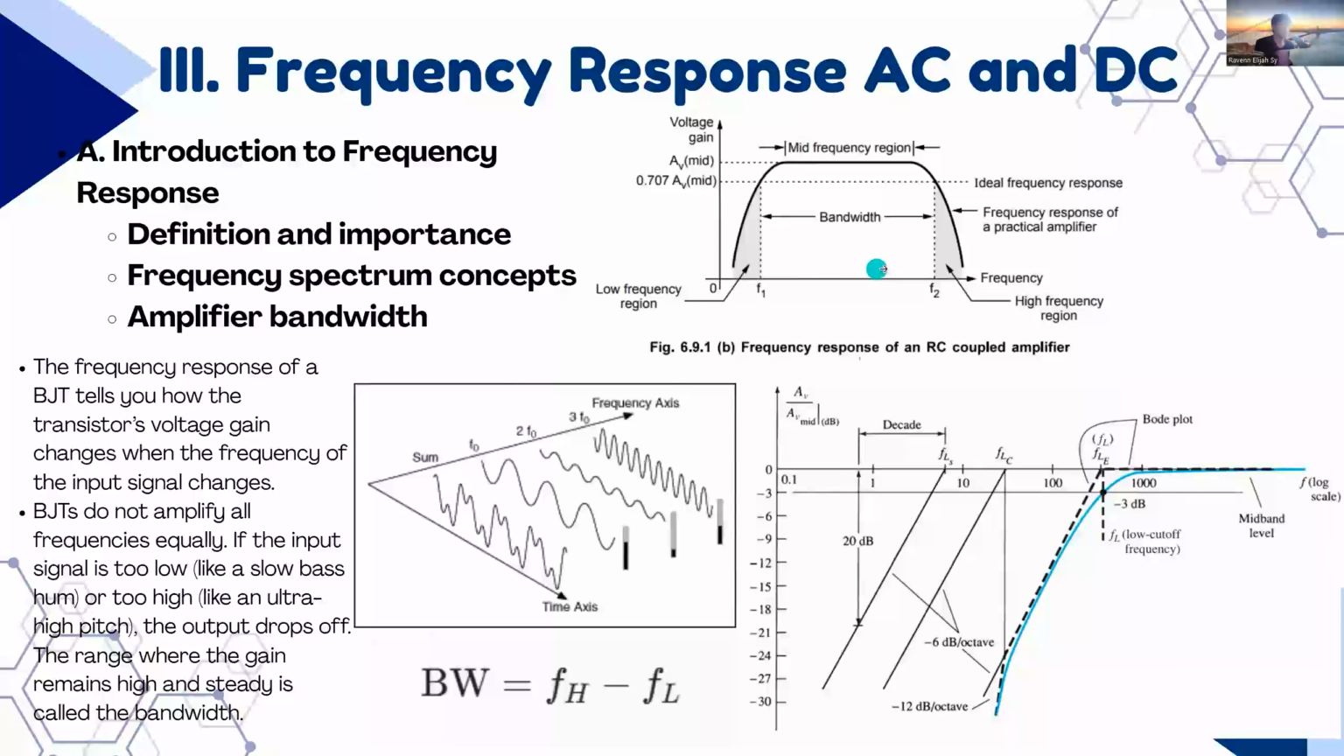The next, high frequency range. The region where the internal parasitic wiring capacitance of the transistor begins to short the signal to ground, causing the voltage gain to drop off.